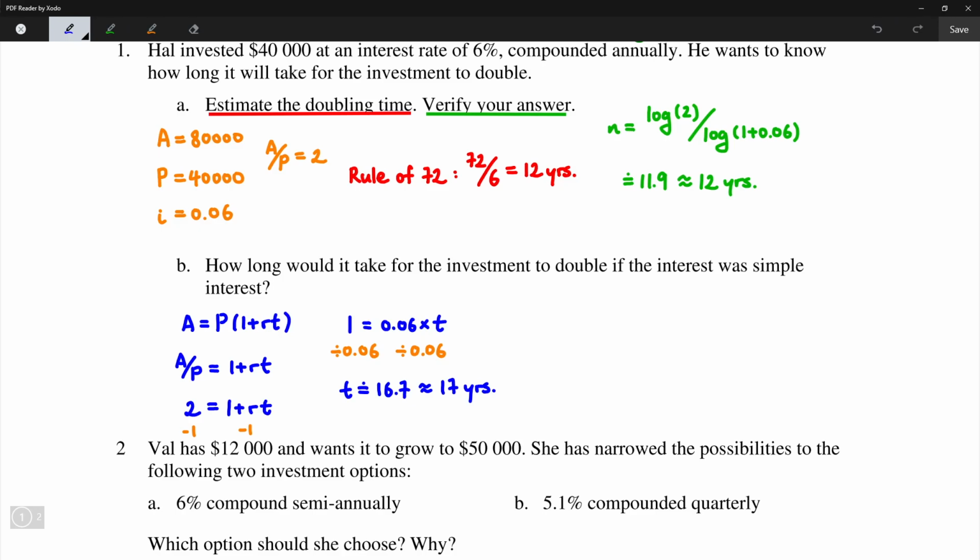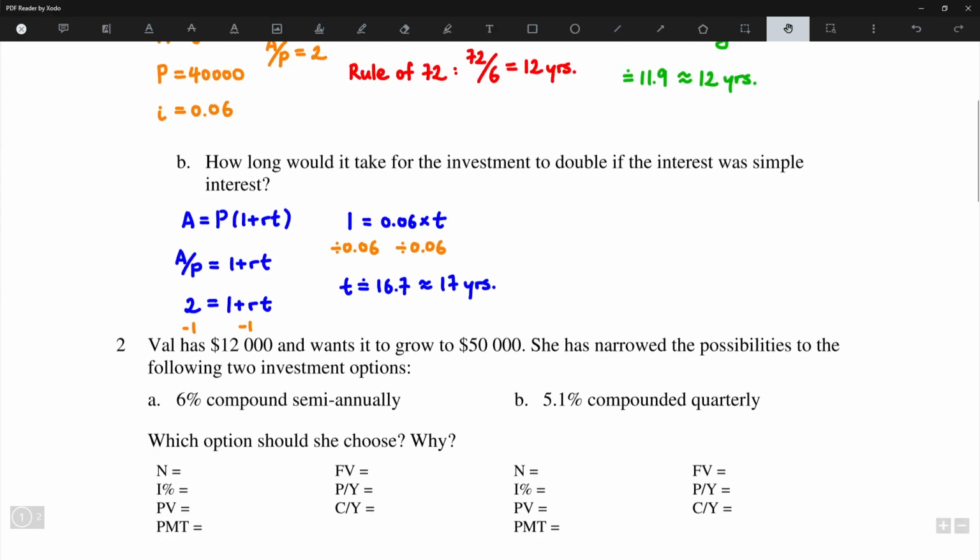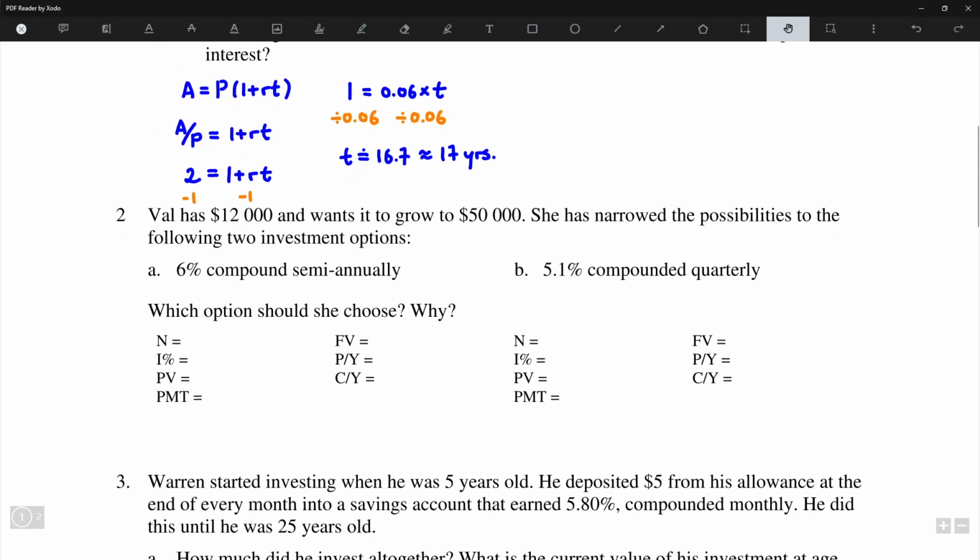So in this first example, we went over how to use both the compound interest and simple interest formulas. Although for the compound interest, we actually use a rearranged form of it to find the doubling time in this case. Now we're going to move on to using the TVM solver to work out some of these answers.